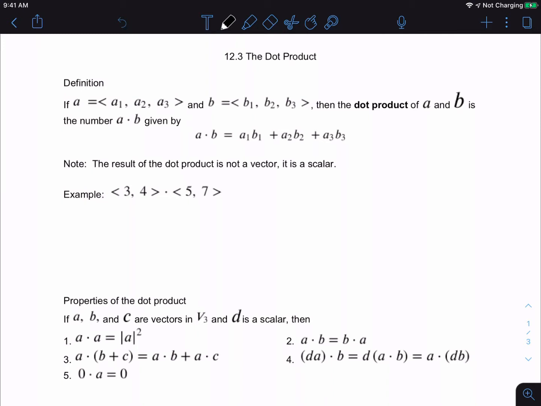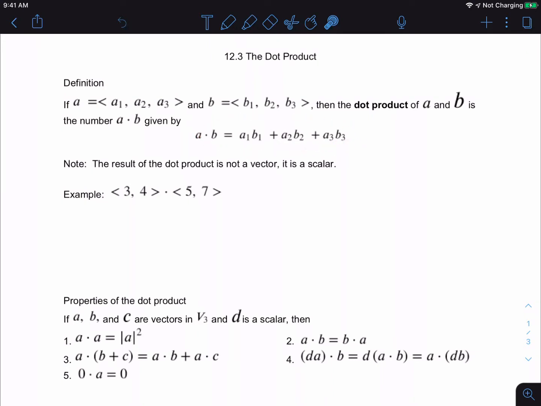Enough with that. Let me go ahead and talk about the dot product from chapter 12, section 3. What the dot product is, it ends up being a scalar. So it's two vectors that are multiplied, and it gives us a scalar number for the result. So if we have two vectors, a vector A and a vector B, the dot product of A and B is this number that's given by using this formula right here.